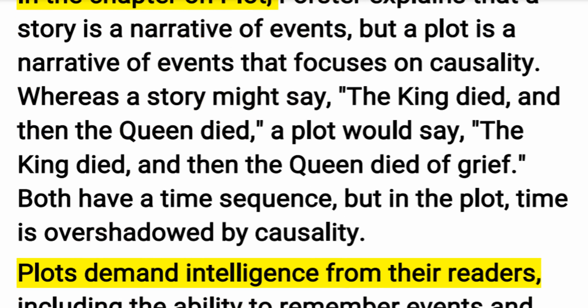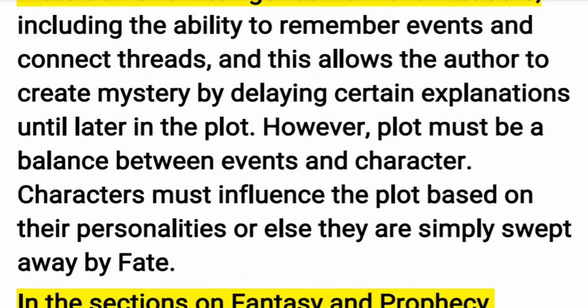Whereas a story might say, "The king died, and then the queen died," a plot would say, "The king died, and then the queen died of grief." Both have a time sequence, but in the plot, time is overshadowed by causality. Plots demand intelligence from their readers, including the ability to remember events and connect threads, and this allows the author to create mystery by delaying certain explanations until later in the plot. However, plot must be a balance between events and character. Characters must influence the plot based on their personalities or else they are simply swept away by fate.